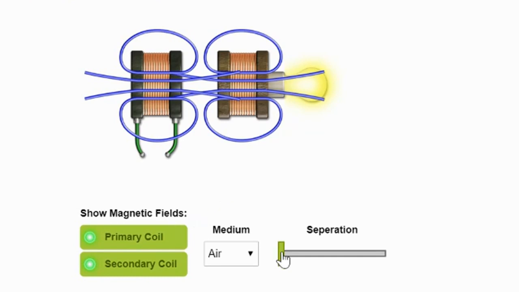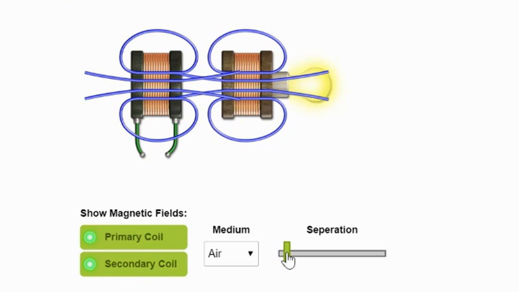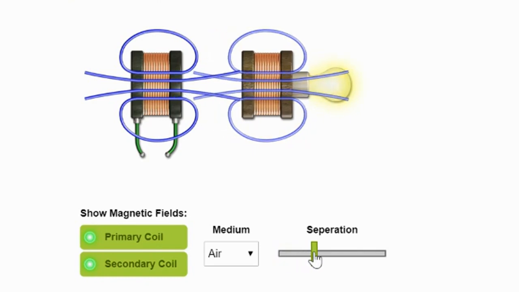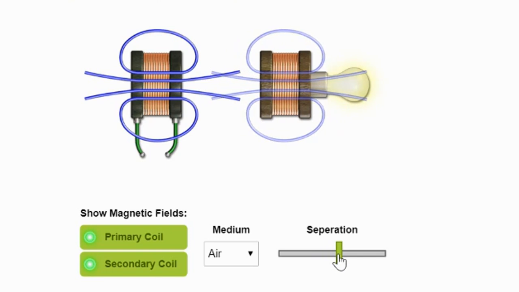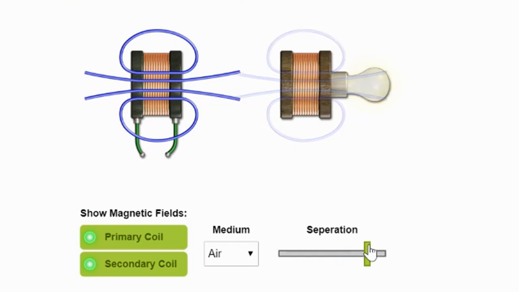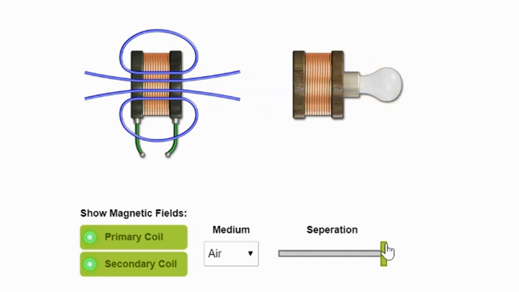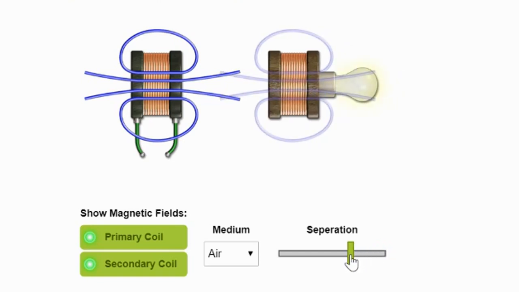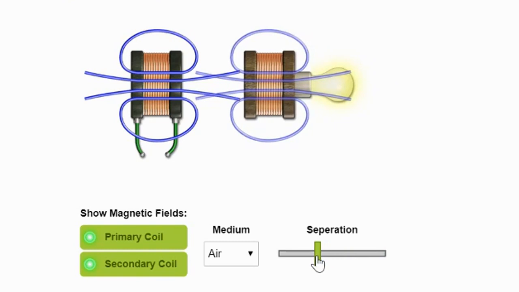And you can see the further I put my secondary coil away from my primary coil, it's not under as strong of an influence of this primary magnetic field. So my secondary magnetic field, or my secondary current, the induced current, actually decreases. So my secondary magnetic field decreases, and you can see my light bulb gets dimmer. So there's this limit to how far away, or how close you need to be in order to actually see the effects of the induced EMF in that secondary coil.